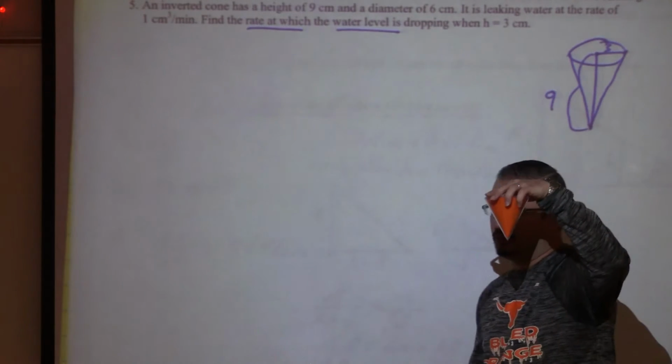Find the rate at which the water level is dropping when h equals 3. They want the rate at which the water level is dropping. So I have this cone, and the cone is not changing. The radius of that cone is always going to be 3, and the height of that cone is always going to be 9. That's given in the problem. What's going to be changing though?